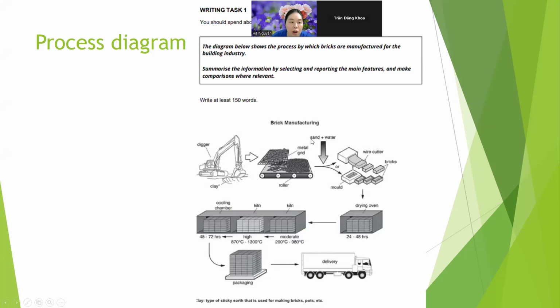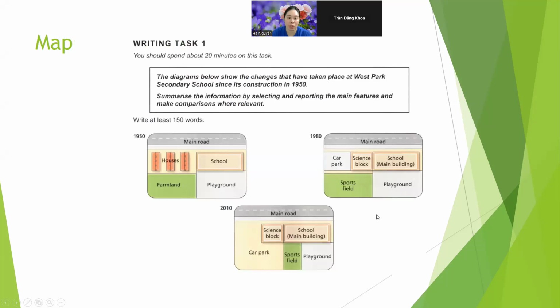So this is a sample of a process diagram. What is it? What process does it show? Can you just have a look and tell me? How to make a brick? Good job. Brick manufacturing process. Yeah. Okay, so you go from beginning to end. All right. And what type is this? A map type. Yes, that's right.